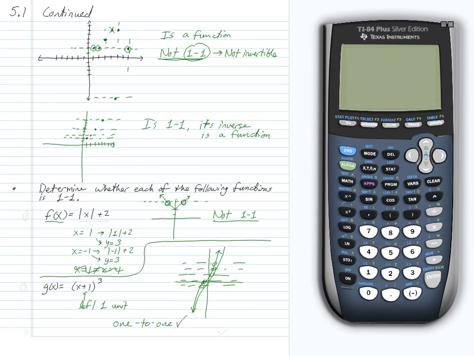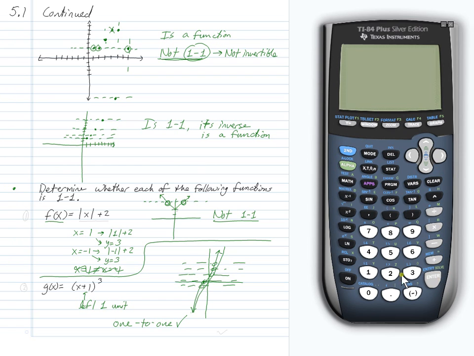Which means it's invertible, and later on we will in fact be able to find the inverse of this function. So that one was one-to-one. It passed the horizontal line test, we might say. Every horizontal line we could imagine hits the graph at most one point. We don't have any duplicates.